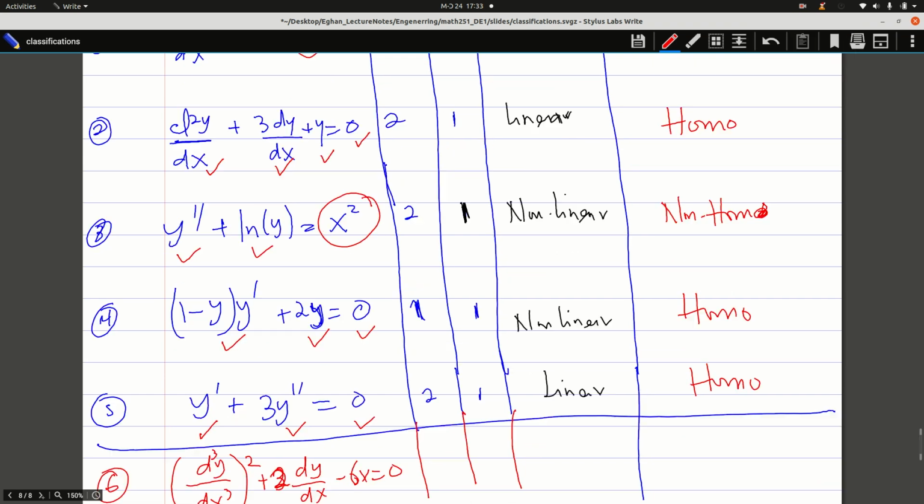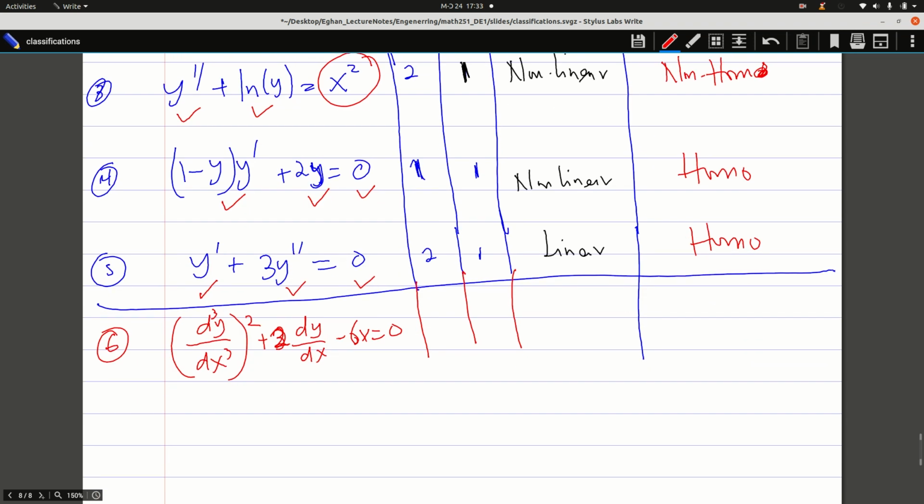I have a special example here. Let's look at the classification. It is an ODE. What do you think the order would be? The highest derivative. This is order 1, this is order 3.